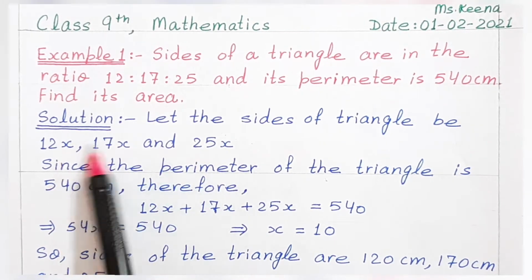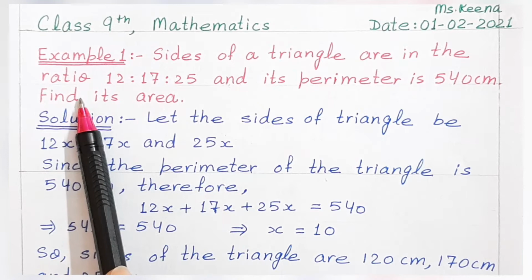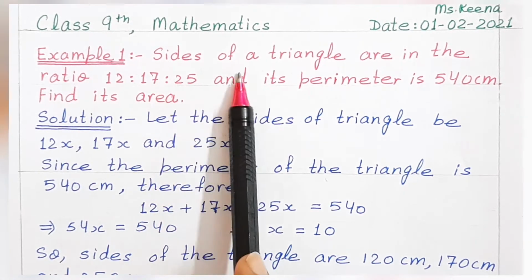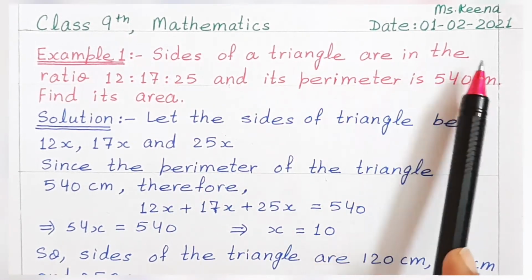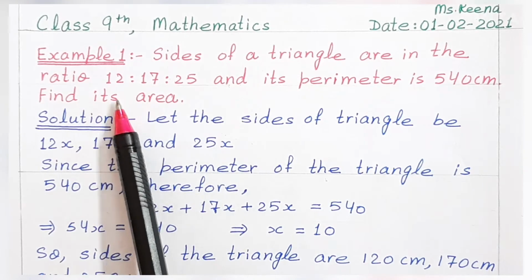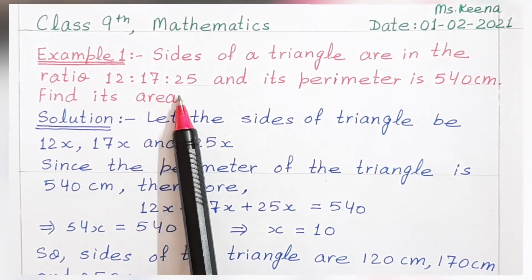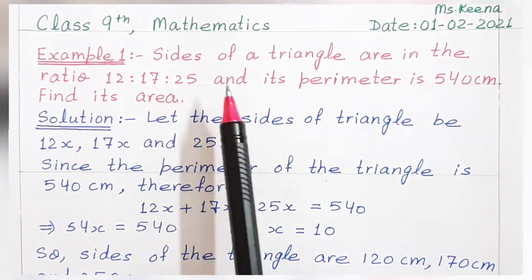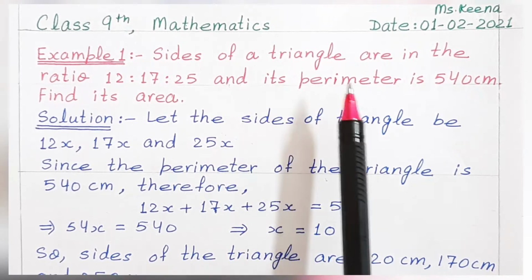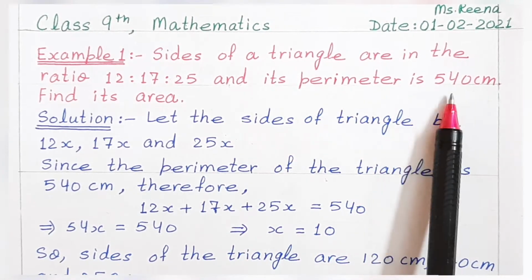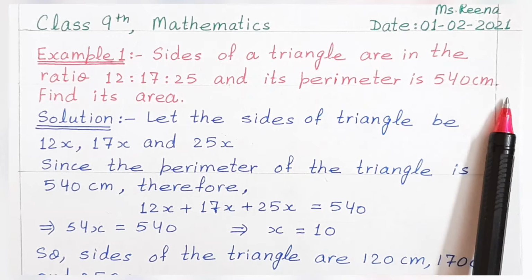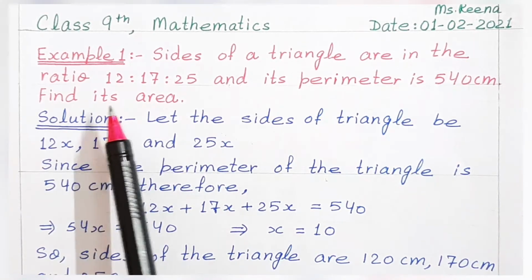Now students, let us discuss an example. Sides of a triangle are in the ratio 12, ratio 17, ratio 25. And its perimeter is 540 centimeter. Find its area.